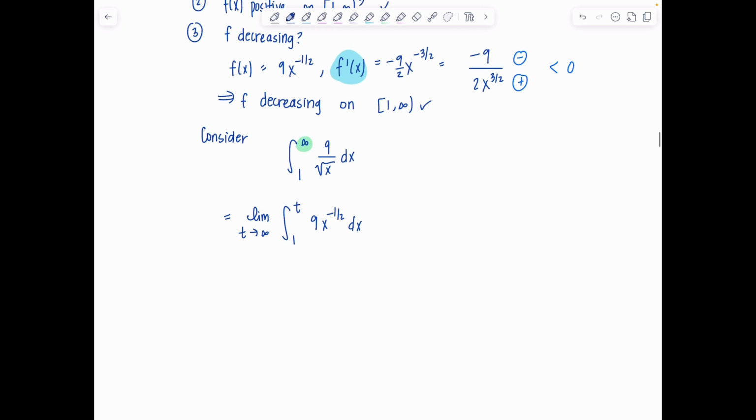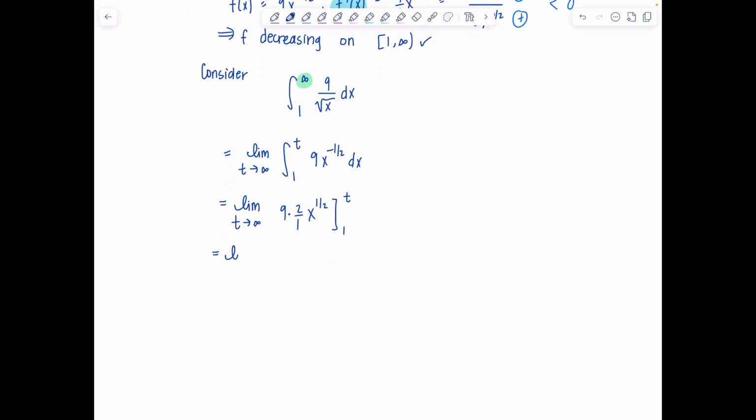Good. And then from here, hopefully it's nice and straightforward. So keep writing lim until you actually evaluate the limit at the very end. I'm going to add 1 to the exponent, divide by the new exponent, and notice I just brought the 9 down. Nothing happens to that 9. So if I add 1, I'm going to have x to the 1/2. Dividing by 1/2 is multiplying by 2 over 1. And then I evaluate this from 1 to t. All right? So then we have now the limit as t goes to infinity, 18, you can plug it in. This is going to be square root of t minus square root of 1. Good?